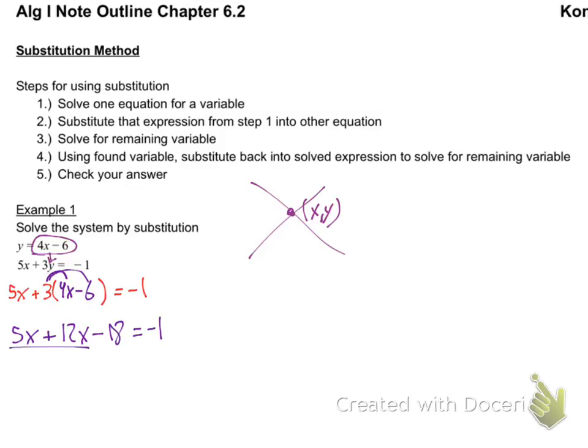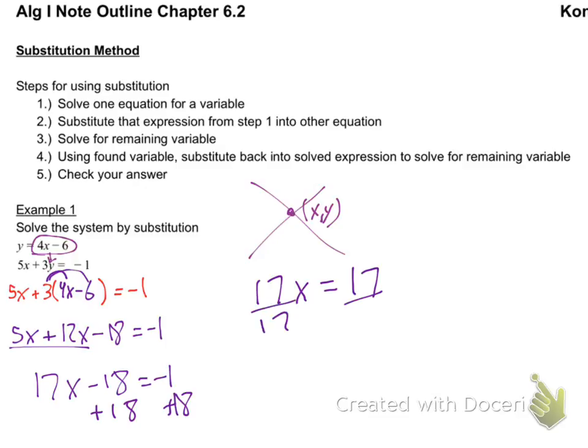I'm going to gather up like terms. 5 plus 12x. So 17x minus 18 is equal to negative 1. And then I'm going to add 18. And I will end up with 17x equals, I meant 18, so 17. And divide both sides by 17, so x equals 1. Are we done now?